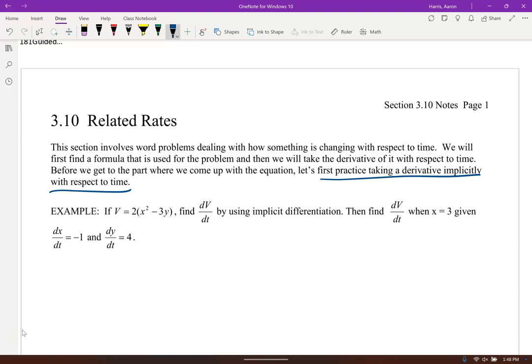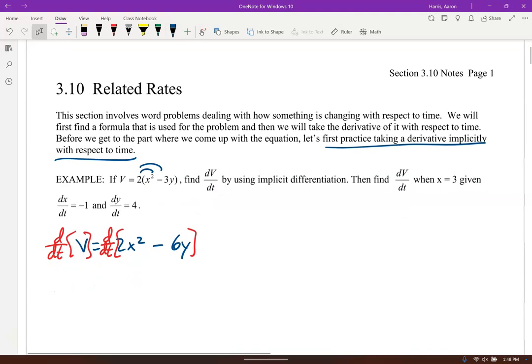Okay, so for example, let's take this volume V equals 2x squared minus 6y. And let's go ahead and take the derivative, this time instead of d/dx, let's practice taking it with respect to t, because we'll be later taking these applied problems with respect to time. So let's take this derivative with respect to t.